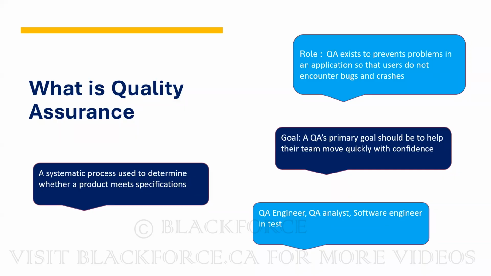And I already said that the role of the quality assurance person is to prevent problems in an application, right? Their primary goal should be to help the team move quickly with confidence. That word confidence matters, right? So anytime a code has been developed and it has been tested, the application has been tested, right?